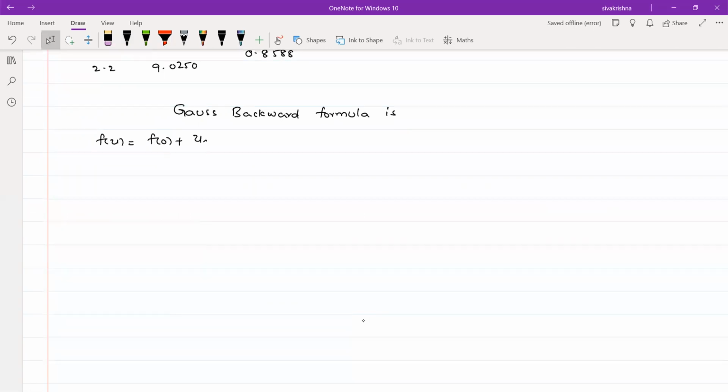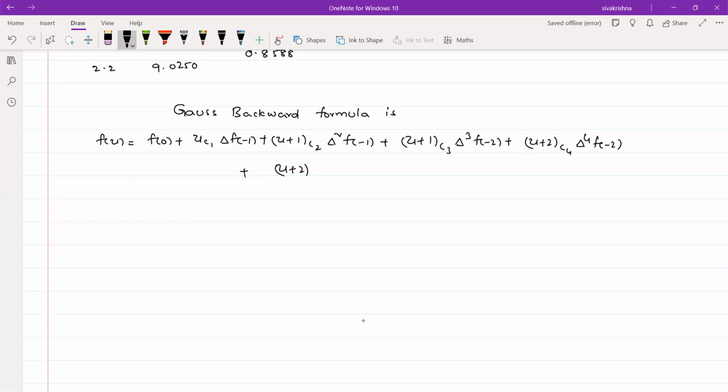f of 0 plus uc1 into delta f of minus 1 plus u plus 1 c2 into delta square f of minus 1 plus u plus 1 c3 into delta cube f of minus 2 plus u plus 2 c4 into delta power 4 f of minus 2, and finally u plus 2 c5 into delta power 5 f of minus 3 plus and so on.